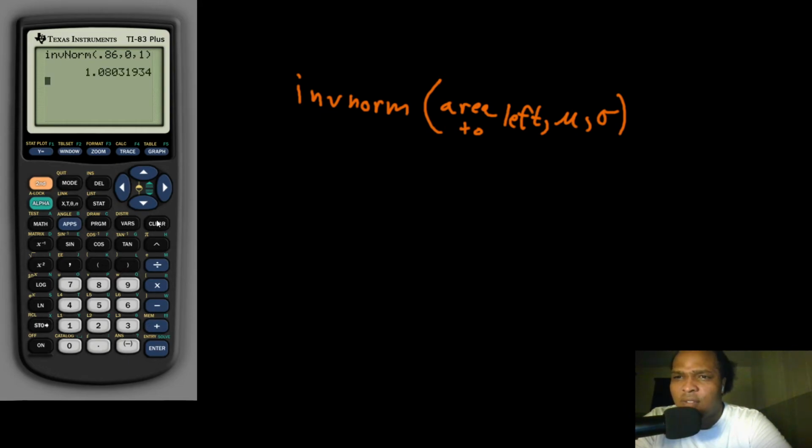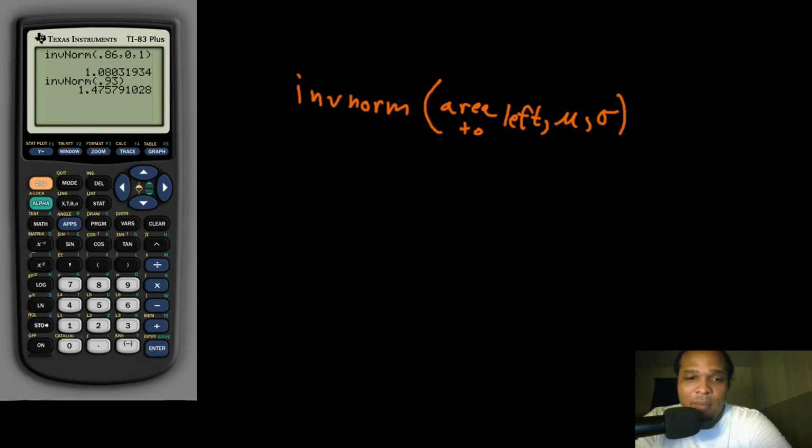Oh, hold on. Oh, I'm sorry. We were using 0.93, right? We already figured that out. So let's go do it again. All right, so inverse norm. 0.93 is the area to the left of what we're looking for. And we're just going to close it up. We know it's a z-score. And look, we get 1.48 again.